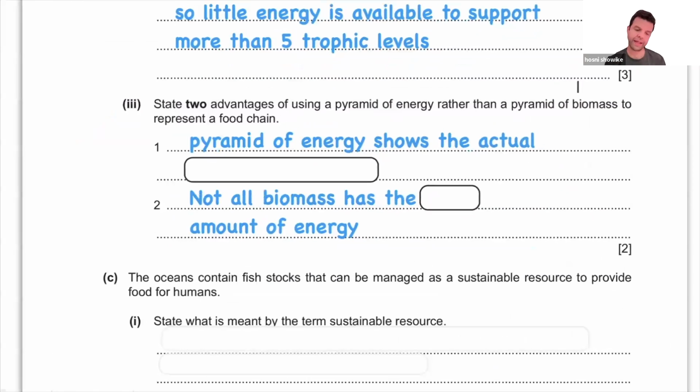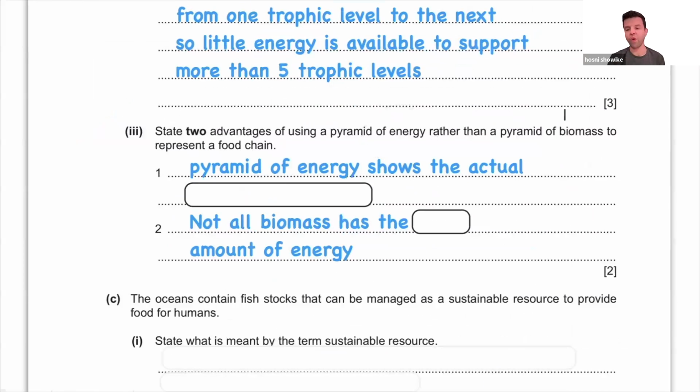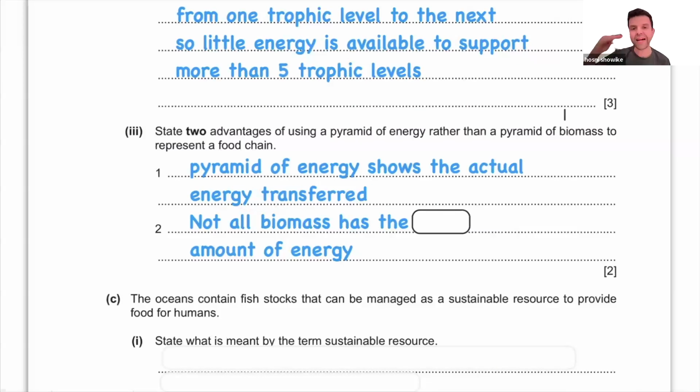Here they ask for 2 advantages of measuring energy rather than measuring biomass. So I can say with pyramids of energy, you can measure exactly how much energy is transferred rather than just measuring biomass. With biomass, as I told you, so much of the living matter is not edible. So it's not going to be realistic. I measure the bones while nobody eats those bones, okay? And that's what I'm going to say in my next point here. I'm going to say not all biomass has the same amount of energy, right? So for instance, carbohydrates will have way more energy than, for instance, calcium or other minerals you find in bones.